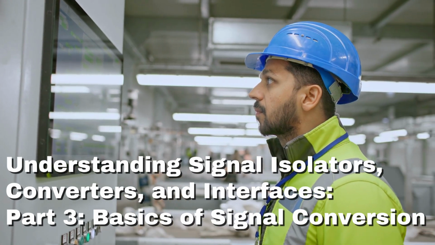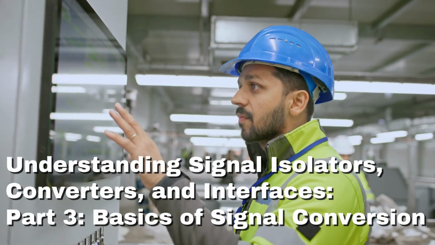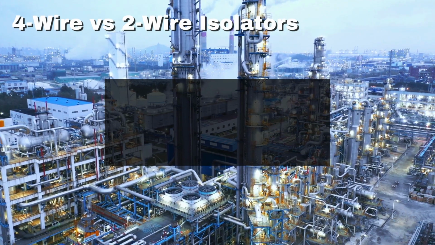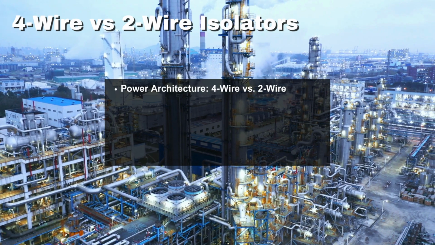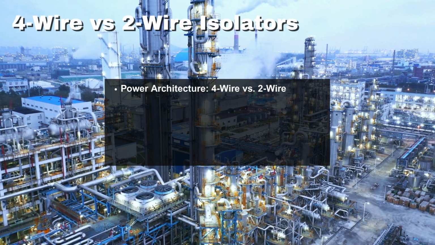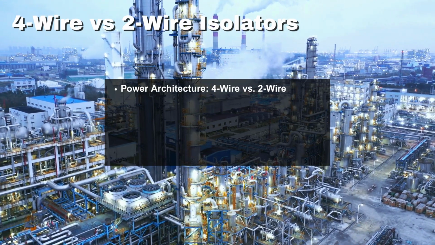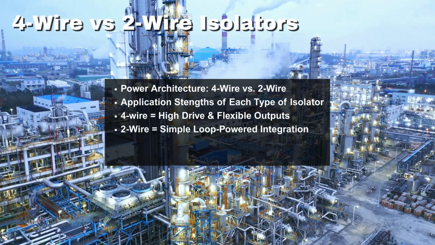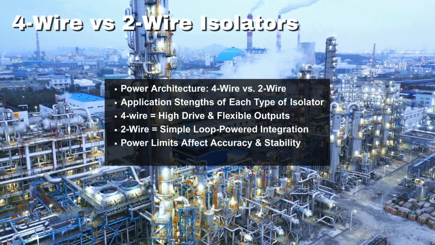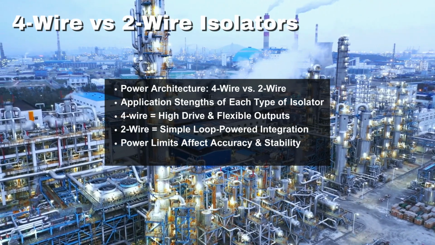Welcome back to Understanding Signal Isolators, Converters, and Interfaces. Previously, we broke down the differences between 4-wire and 2-wire isolators and how their power architectures affect output capability, load handling, and installation requirements. We also covered where each type fits best and why insufficient power levels can have a direct impact on accuracy and long-term stability.